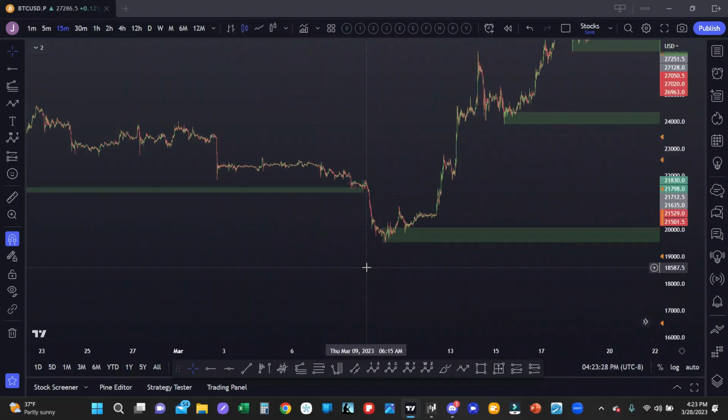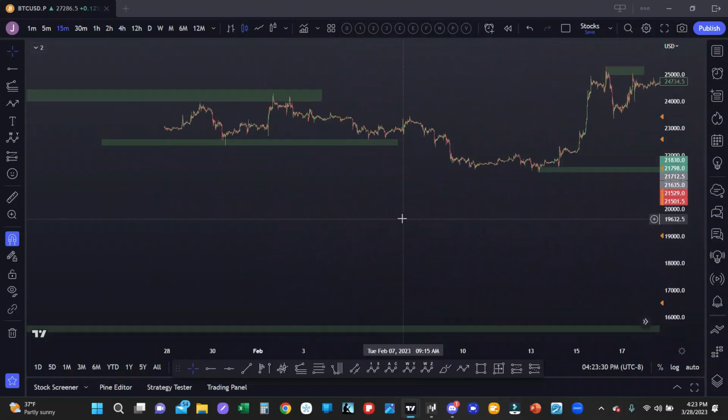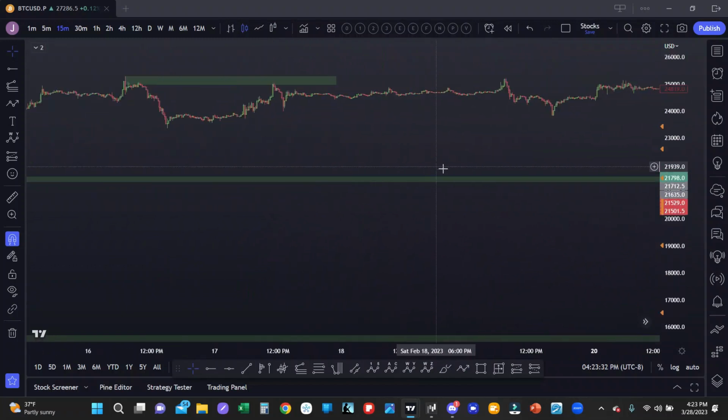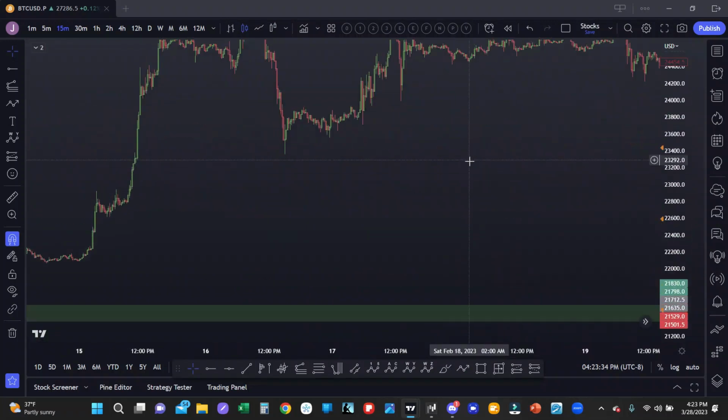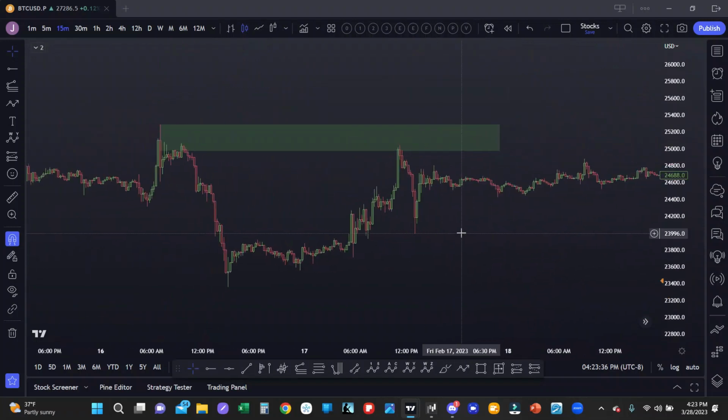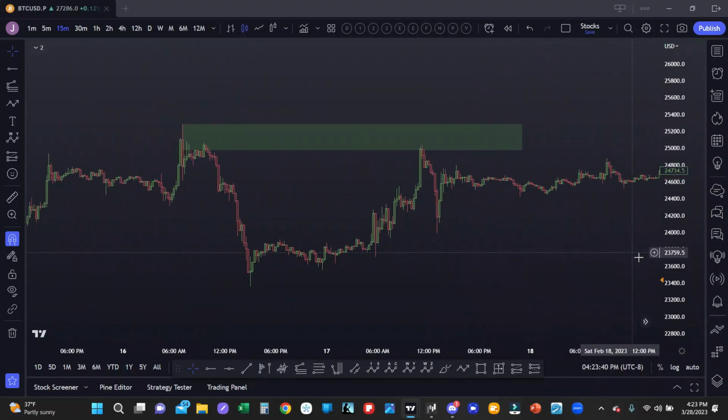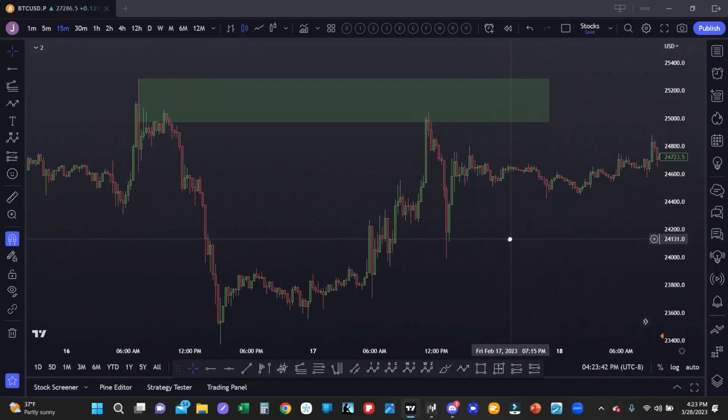And again, I encourage you, go to your chart and mark this out for yourself, and you will be blown away with how simple this strategy is and how often you find them, okay?